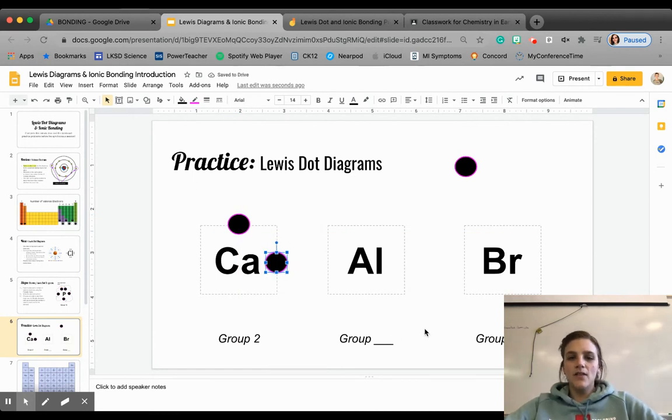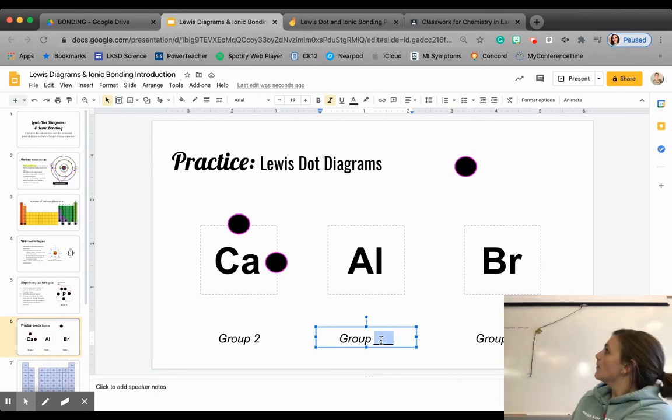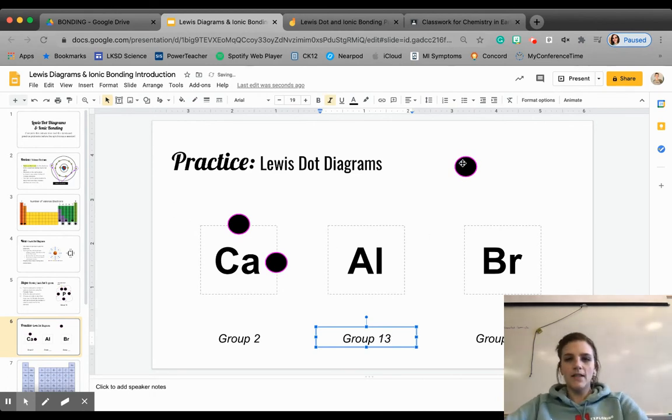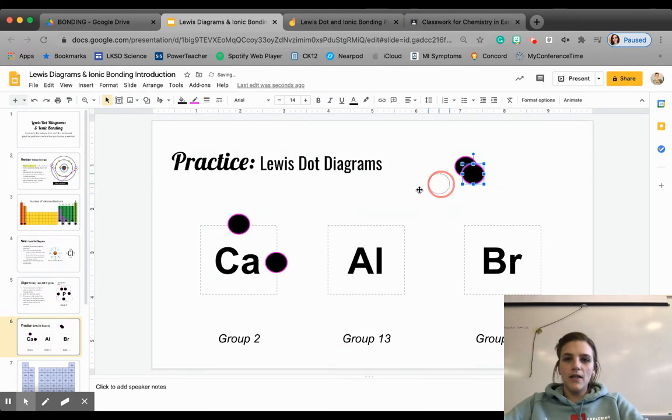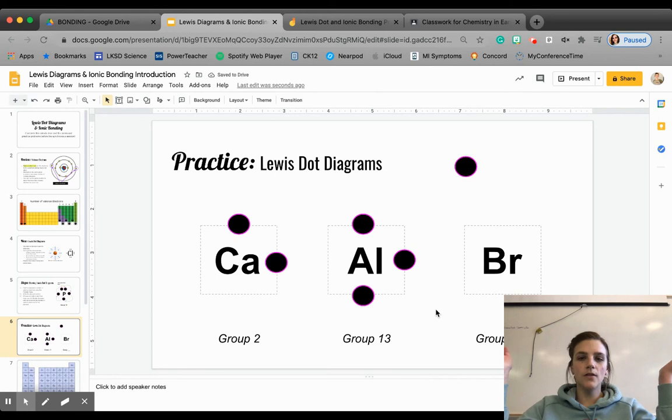All right, let's do another example. Aluminum, I'm looking at the periodic table. Aluminum is in group 13, which tells me that it has 3 valence electrons. So I'm going to take my electron, start on whatever side you want. There's 1. Go clockwise to the next side, clockwise to the next side. There's 3. That's all there is for aluminum.